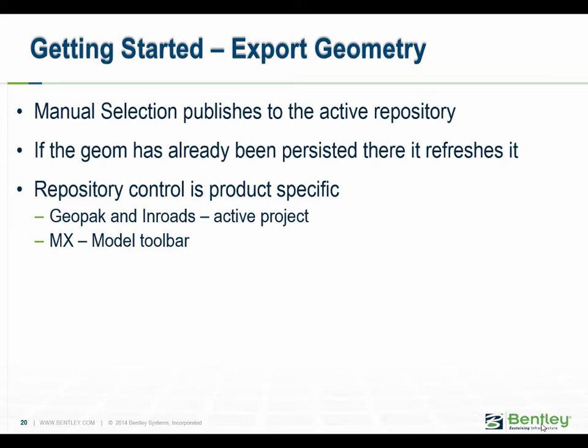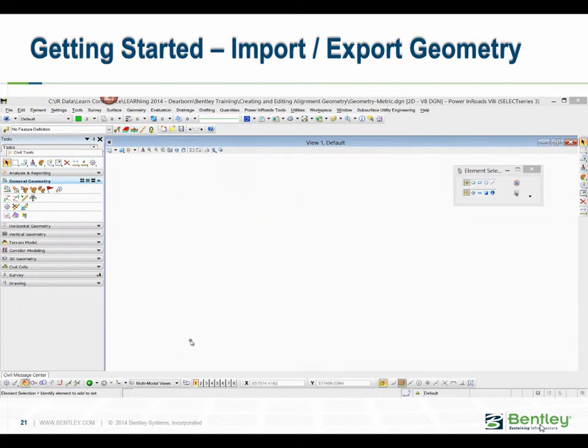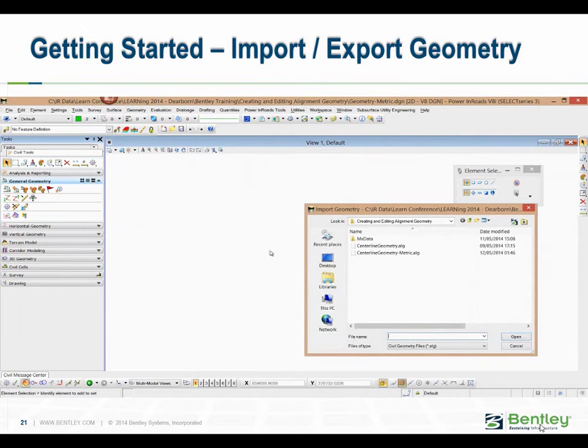But the native product interacts here and does provide some differences in relation to that persistence and the action of the persistence. And the main example for that being different is the MX model toolbar does have an additional control to decide which model you're persisting back to, as opposed to the active project that you get in Geopack and Inroads. I'm going to take a look and consider the impact of import geometry and rules.